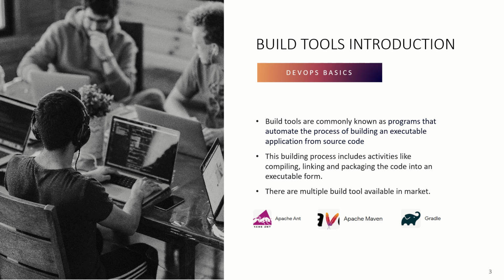So the inputs that we provide as source code, we need to turn into a desired executable output that can be easily deployed to any server so that we can access our application. This building process includes activities like linking, compiling, packaging, and there may be other activities also, in order to make that raw source code into an executable form.